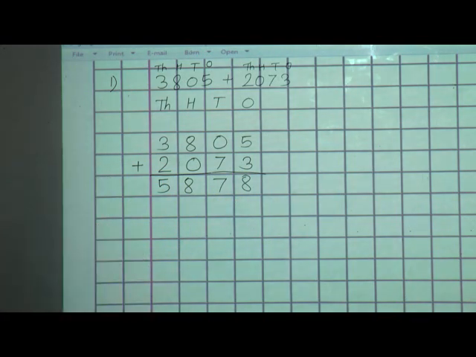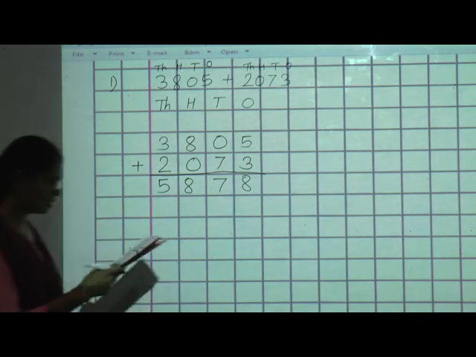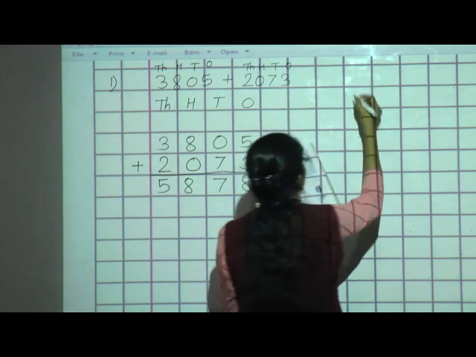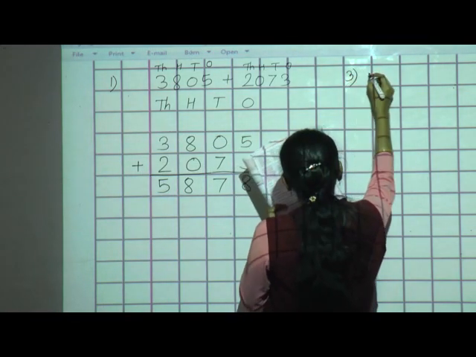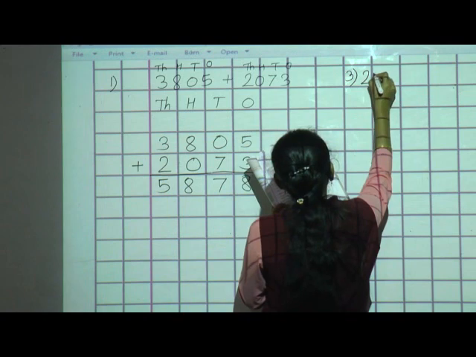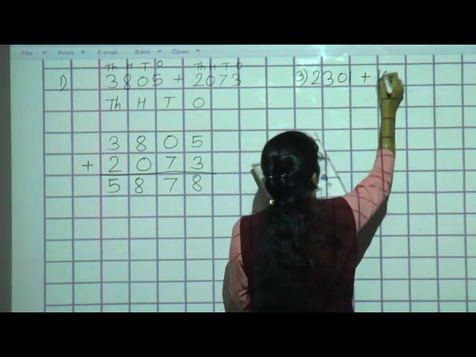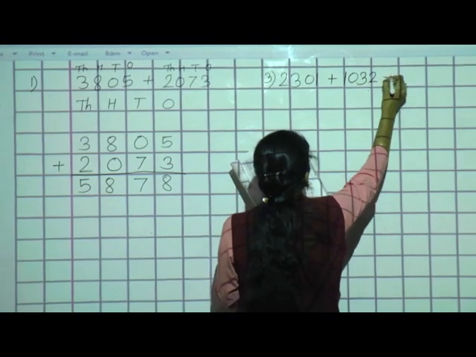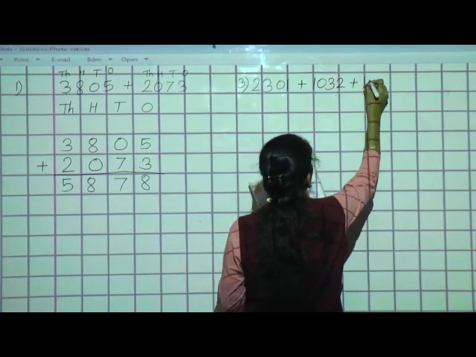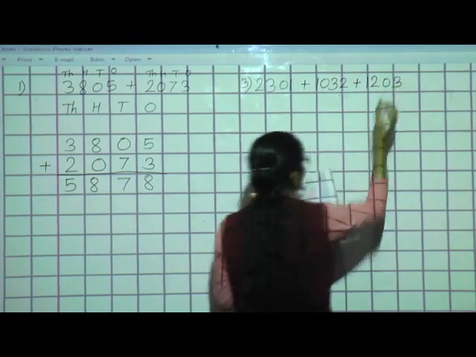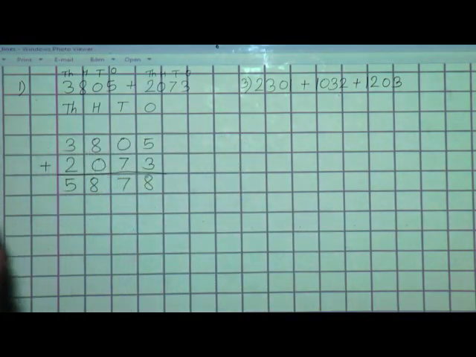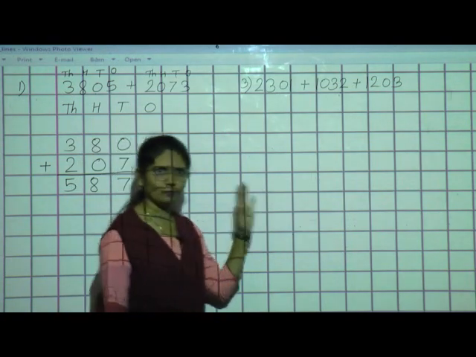Now students, see the third example. The numbers are 2301 plus 1032 plus 1203. Now first we will arrange these numbers in a vertical way.